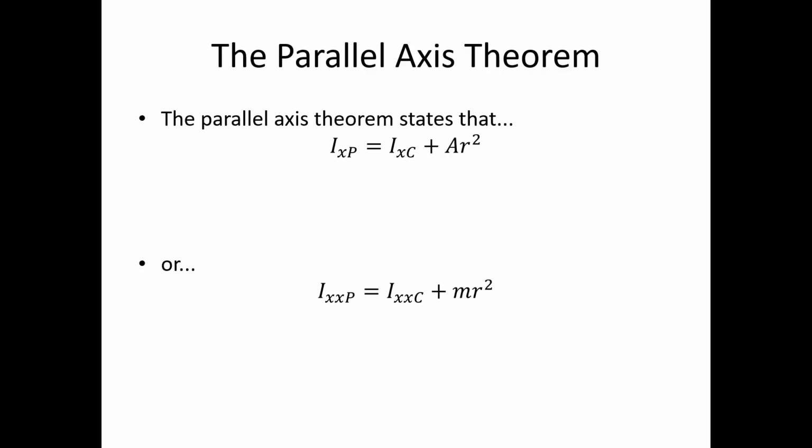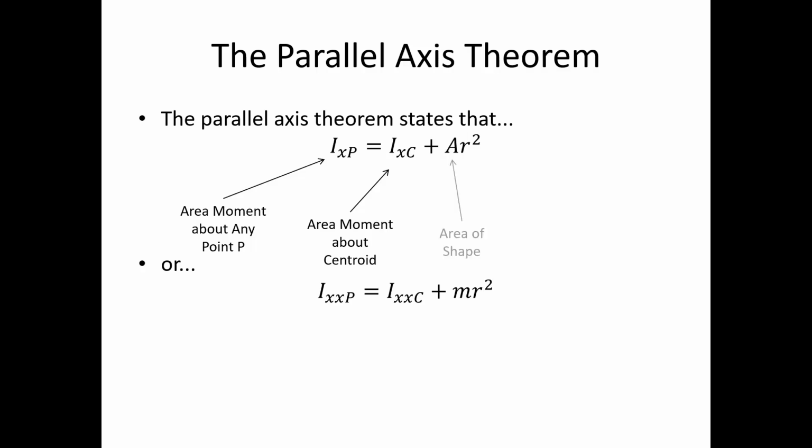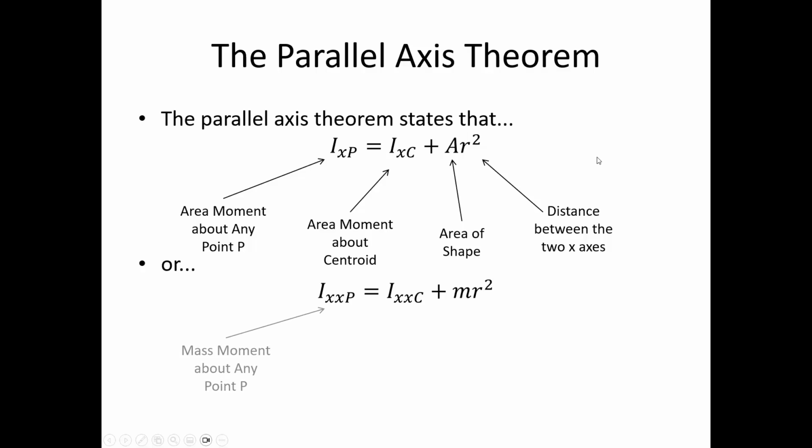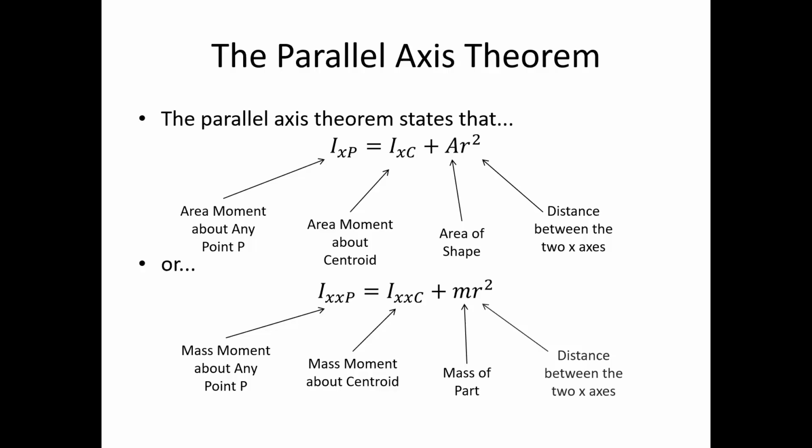So the top one is for area moments of inertia, and it's stating that the area moment of inertia about any point P is going to be equal to the area moment about the centroid plus the area times that distance between the axes squared. So whatever x-axis I'm using for this part and whatever x-axis I'm using for this part, the distance between those two is my r term. Same thing down here, the mass moment of inertia about any point P is going to be equal to the mass moment about the centroid plus the mass times that distance between axes squared.